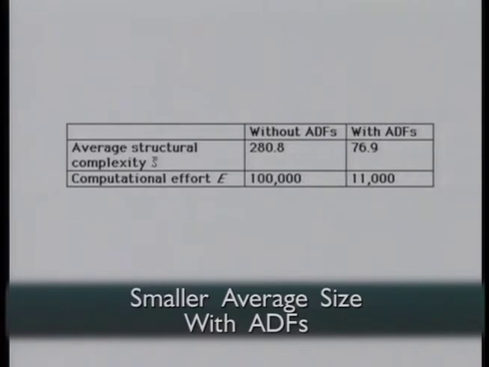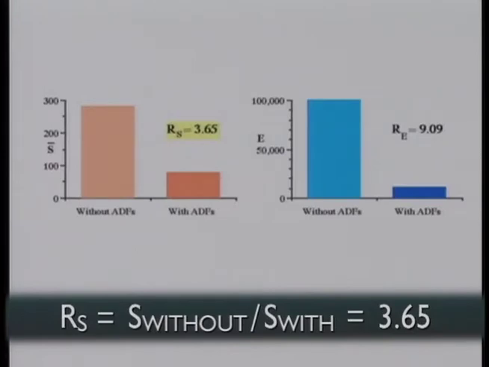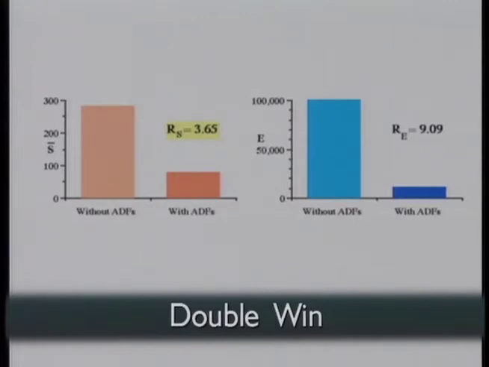The average size of the evolved 100% correct solutions is 280.8 without automatically defined functions versus only 76.9 with them. The structural complexity ratio, comparing the average size of the evolved solutions, is therefore 3.65. Since this ratio is greater than 1, the evolved solutions are smaller, that is more parsimonious, with automatically defined functions than without them. In other words, automatically defined functions were beneficial in terms of both computational effort and parsimony for this problem.